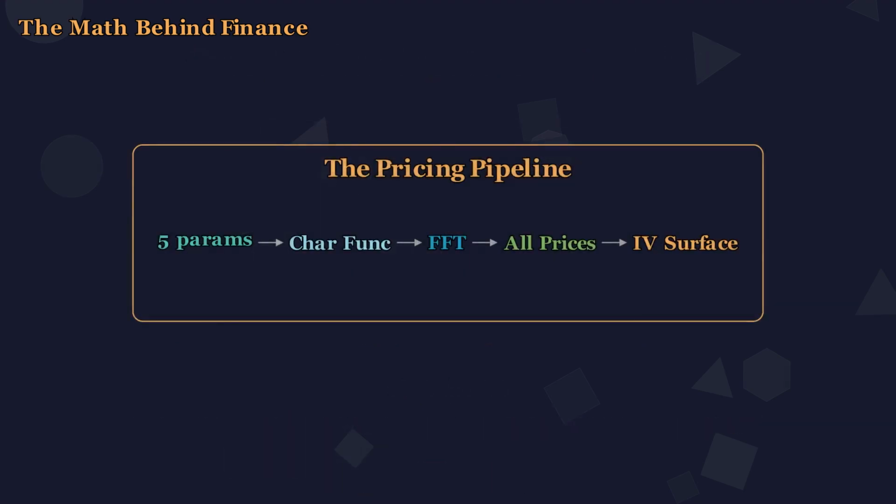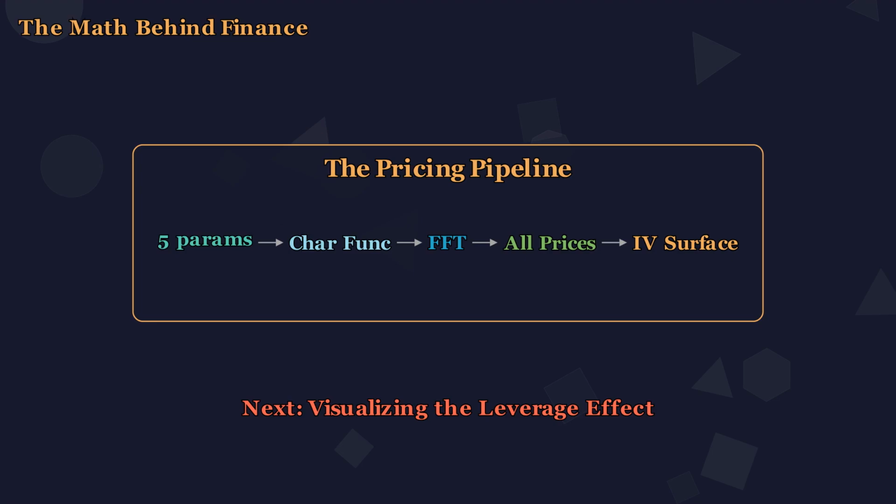So here is the complete pricing pipeline. Start with 5 Heston parameters. Evaluate the closed-form characteristic function. Feed it into a fast Fourier transform. Out come all option prices. Invert them through Black-Scholes, and the implied volatility surface appears. This is the engine that powered the 5 dials in the previous section. Next, we will put it aside and look at the most visceral consequence of the Heston model, the leverage effect.